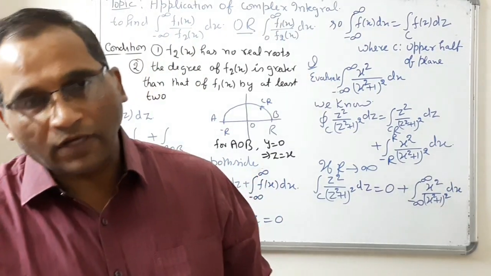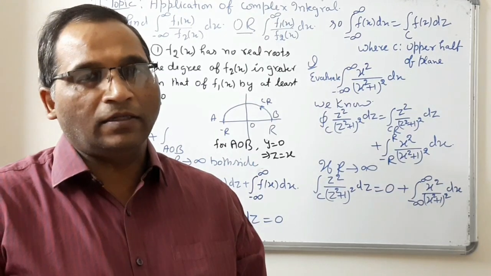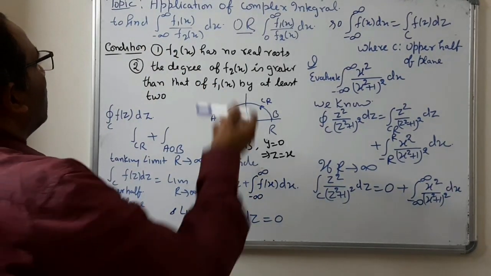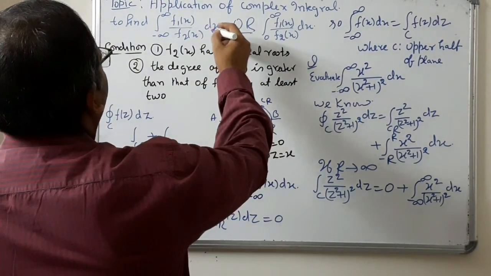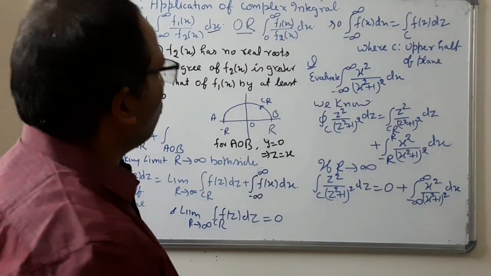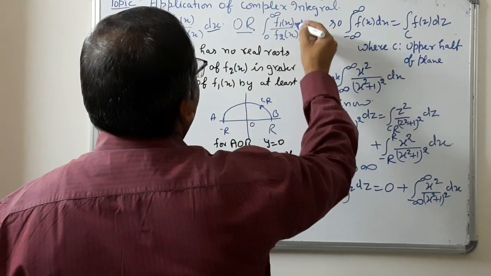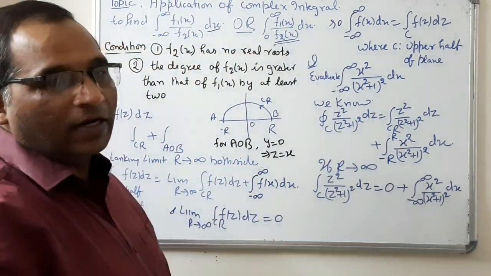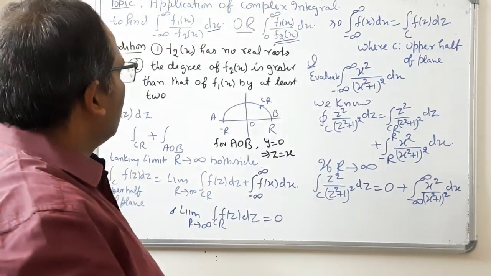Hello student, today we are going to discuss applications of complex integration to find real integrals. If the given integral is in the form of f1(x) upon f2(x) dx with limits from minus infinity to plus infinity, or 0 to infinity, and this function is an even function, in that case we can find the integral by complex integration.